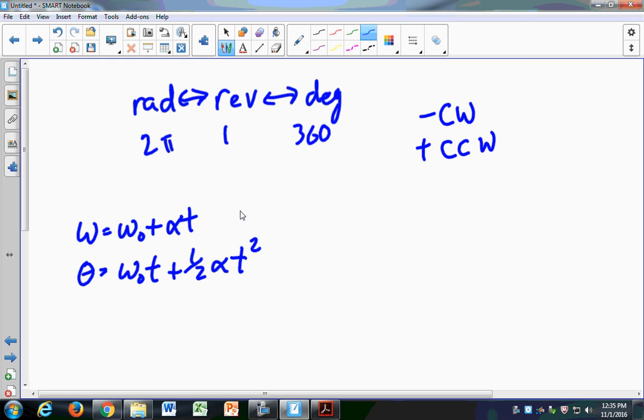So with some practice, you'll be able to read through and say, oh, it's at rest. That means omega naught is 0. Or, oh, it says it's accelerating. That means alpha is whatever it says it is. And theta is the displacement or the angle through which it turns. You want to be looking for those words to describe those variables. That comes with practice. Just make sure that you know those.